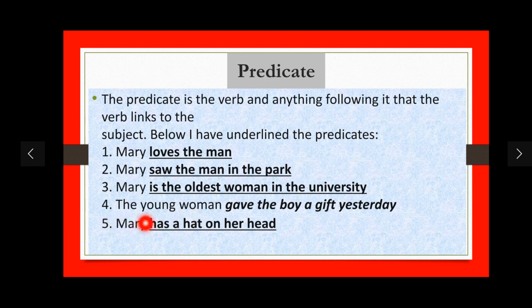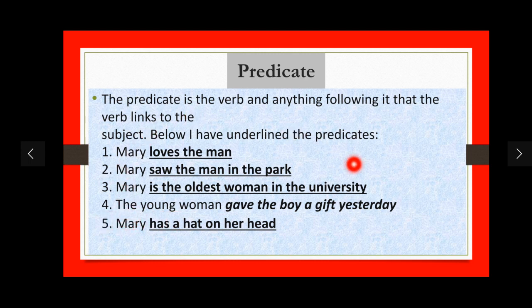Mary has a hat on her hat. So "has a hat on her hat" is called a predicate. Mary is a single word, Mary, in sentences 1, 2, 3. Mary is used as a single word. And in sentence 4, "the young woman." So here the subject is used as a two-word subject. And the last one again is a one-word subject.